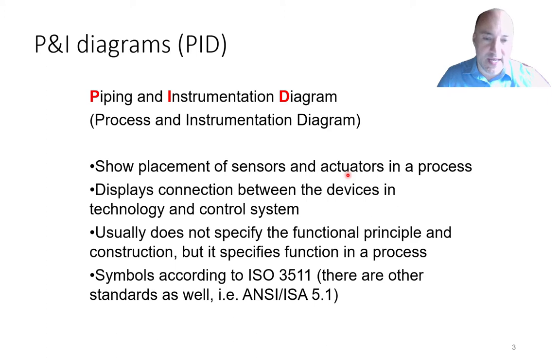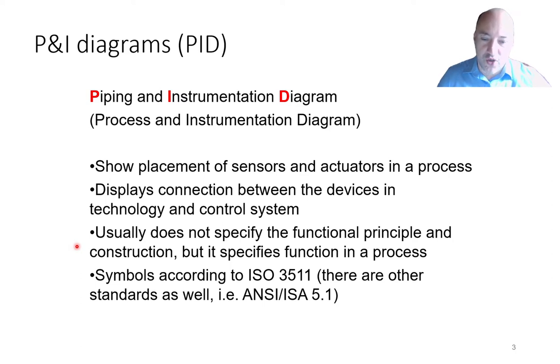And we'll see, for example, the names of the signals, so that we can then check the documentation of our control system to see where this is actually connected. So a PI diagram displays the connection between the devices in the technology and the control system. So it can show that, for example, the specific temperature sensor is installed in a position where we need it. But then it will tell us, for example, to what circuit it will go in the control system.